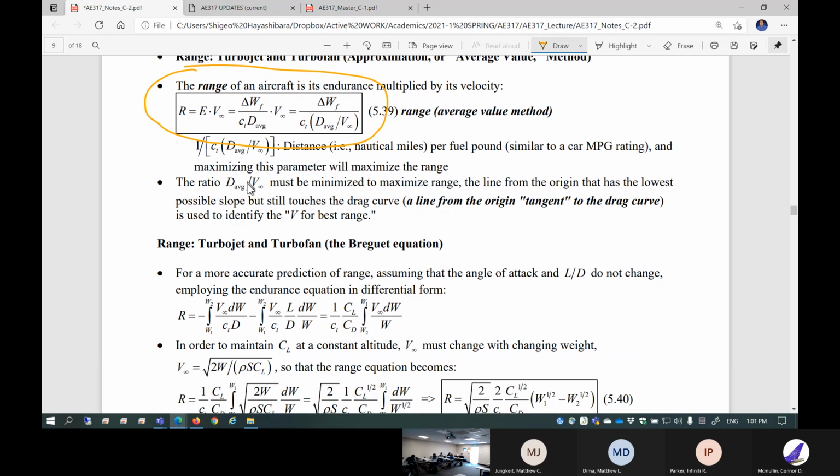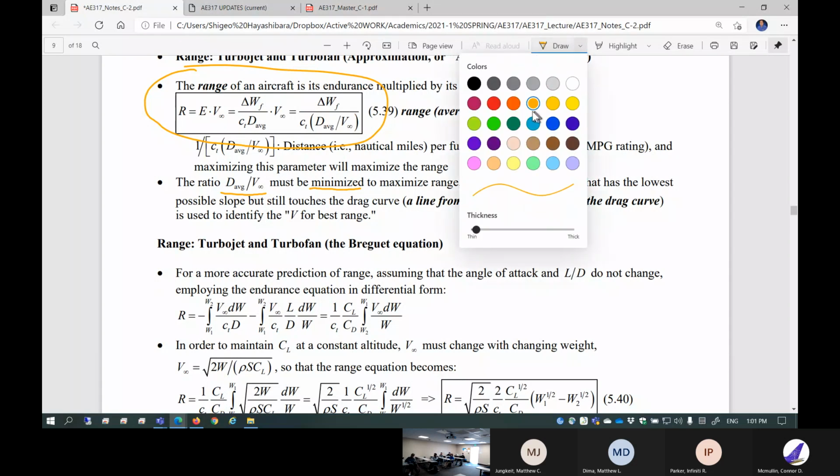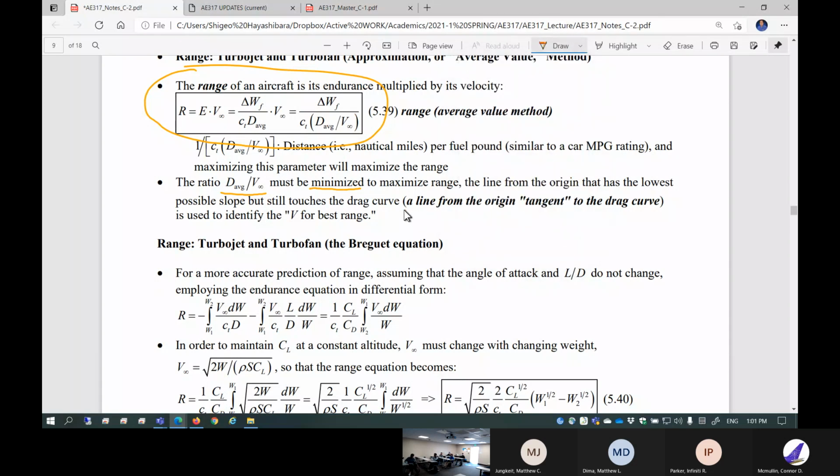So in order to optimize this, the ratio of drag average over velocity must be minimized. In order to find out this, minimize the D over V point. This is quite important. So again, I want you to memorize it. A line from the origin tangent to the drag curve is for best range. What I'm talking about: a line from the origin tangent to the drag curve. Please memorize.